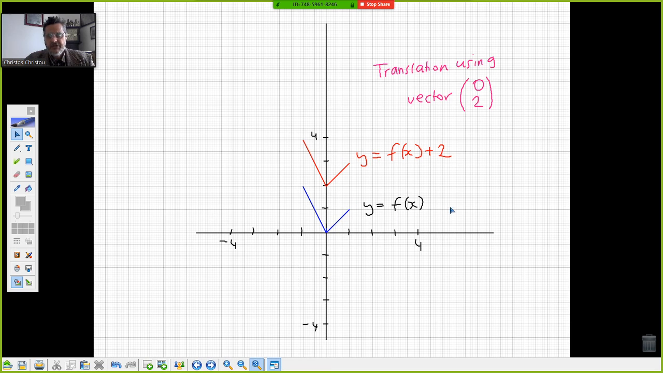So that's the original function on the worksheet. That is the transformed function, y equals f of x plus 2. And then you've got to say what it is. It's called a translation using vector 0, 2. 0 means don't go left or right. 2 means jump up 2 units, and draw it in really accurately with a ruler.